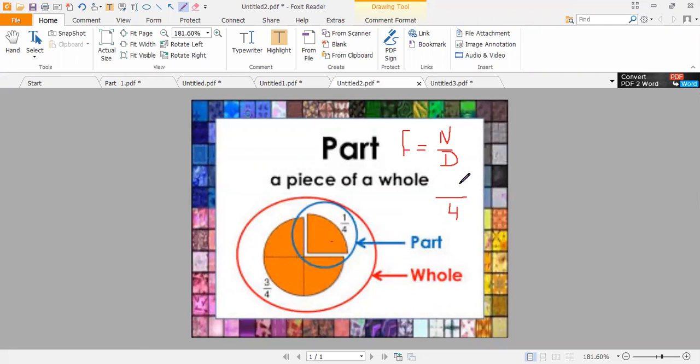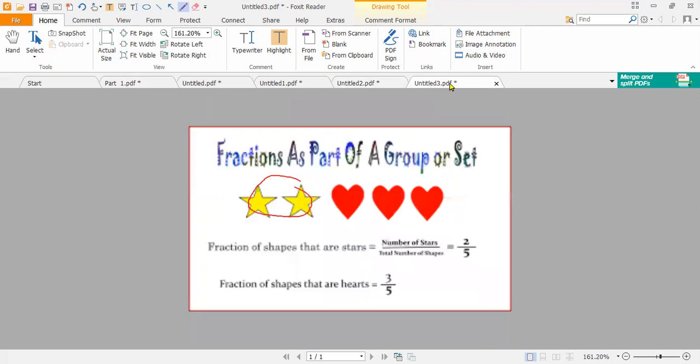Now, the numerator represents the parts that are taken. Here, they take one part. So I have 1 over 4. How do I read this number? I read it as one-fourth. You have to memorize this number in word form. One-fourth.